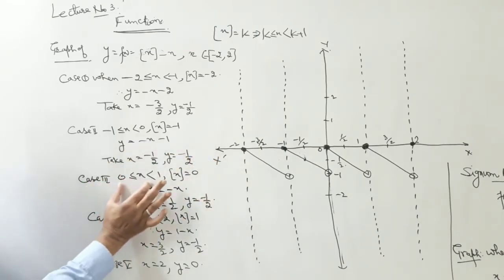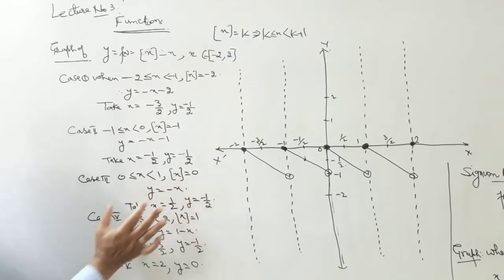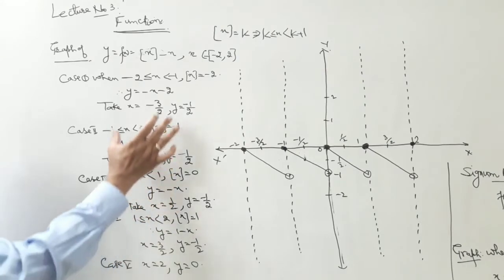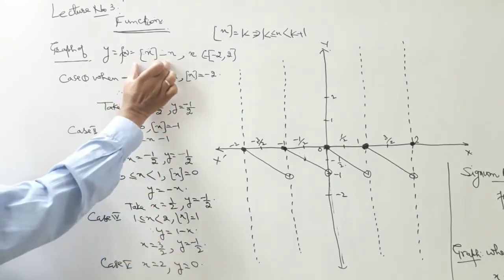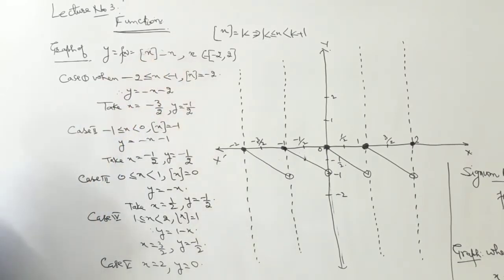Similarly, case 3, note down please. Case 4, ultimately case 5. You just make these calculations when you go for the graph of f(x) is equal to [x] minus x.